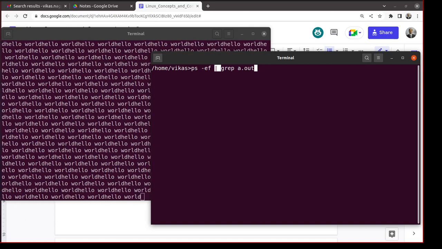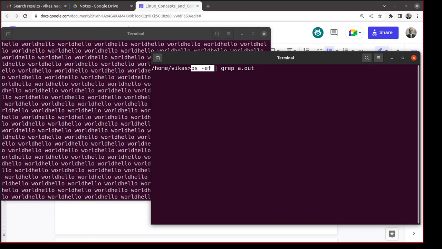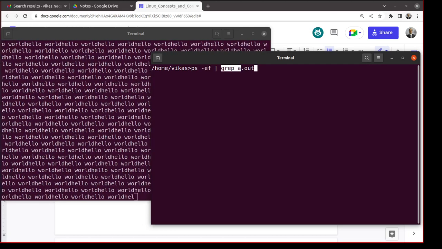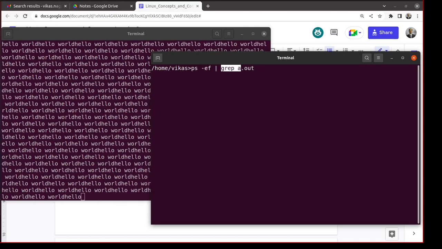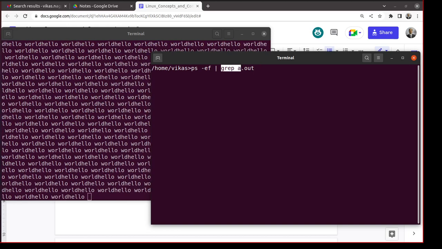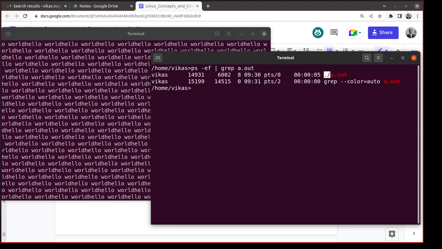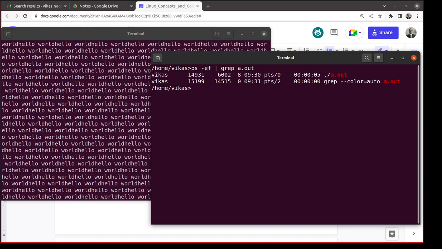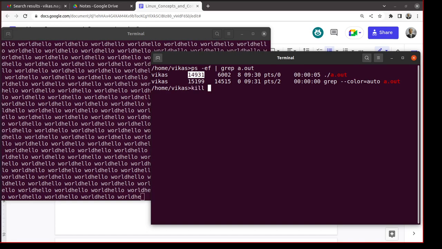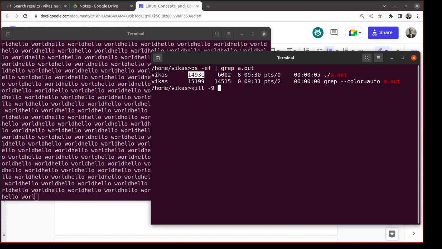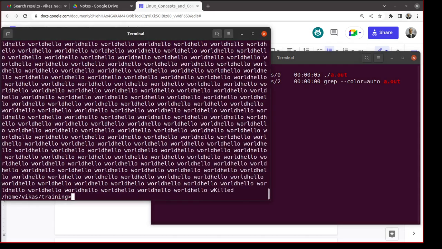Pipe means that whatever the output of this command is, give it to this next command. So with grep a.out, a.out will be searched in the output of the previous command. So I get this a.out, and I know this PID. So I can say kill -9 14931 and the process is killed.